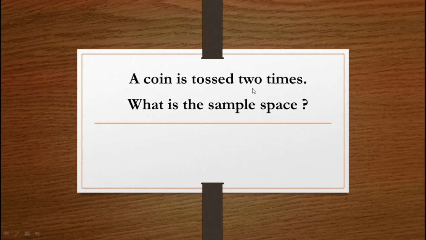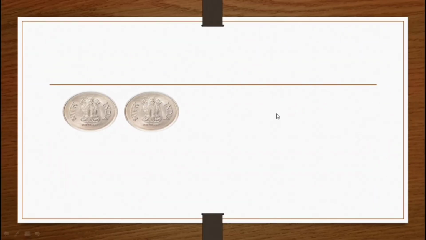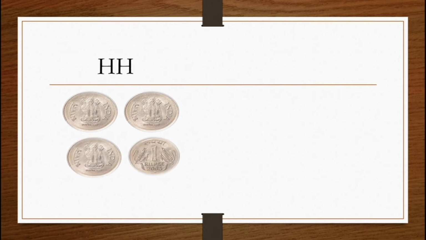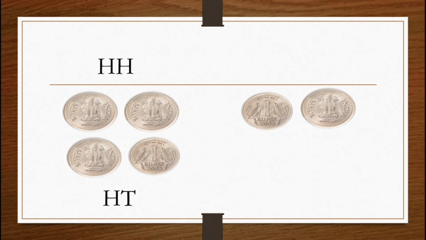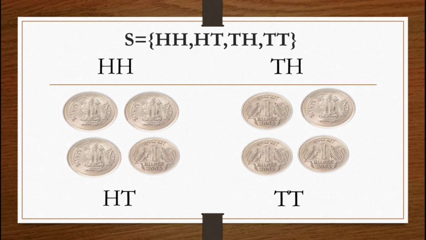Now, if a coin is tossed two times, what is the sample space? You may get head, head, or head, tail, or tail, head, or you may get tail, tail. So we use capital S to represent a sample space. So the sample space will be HH, HT, TH and TT.